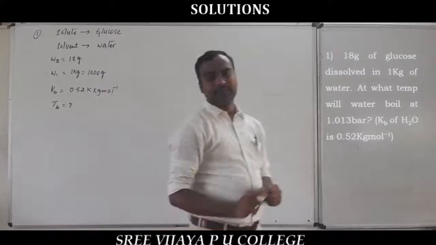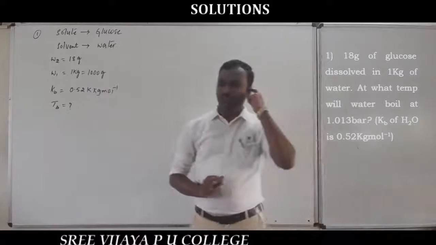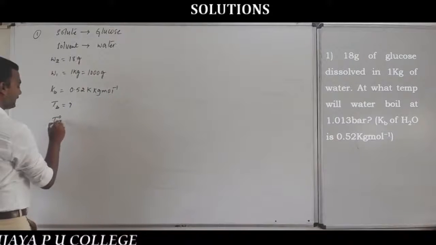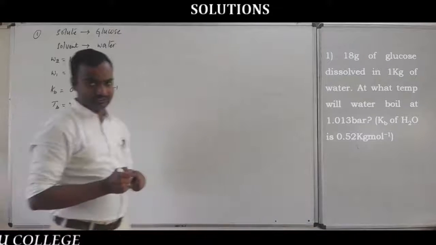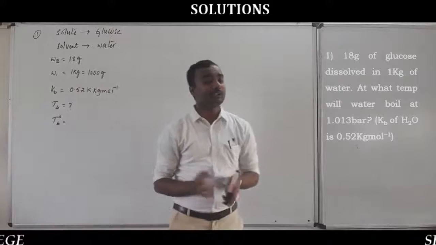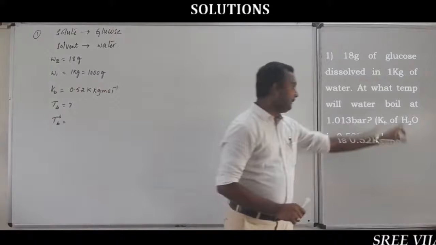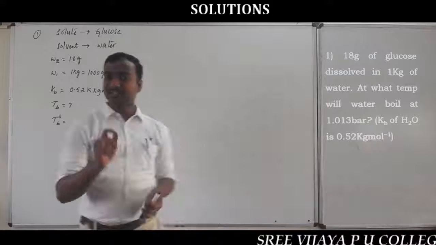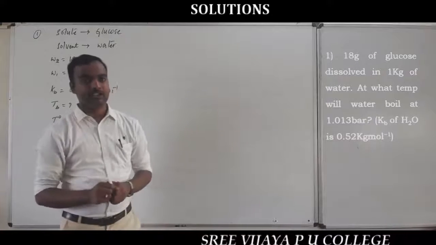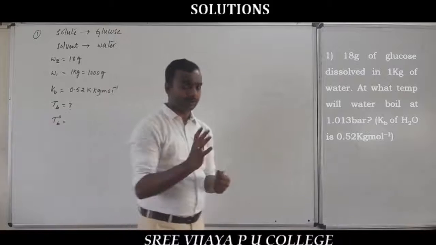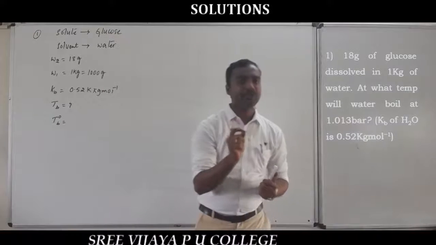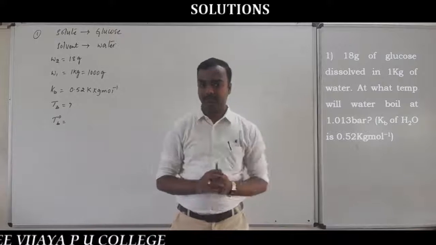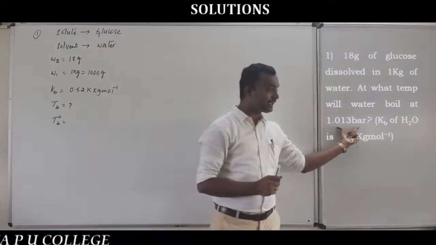That is Tb. Tb is the boiling point of the solution. Then what is T naught b? T naught b is the boiling point of the pure solvent. The pure solvent boiling point is not given, but they have given a hint: boil at 1.013 bar. 1.013 bar is nothing but 1 atmosphere. The boiling point of a liquid is the temperature at which vapor pressure is equal to 1 atmospheric pressure, and 1 atmospheric pressure is nothing but 1.013 bar.